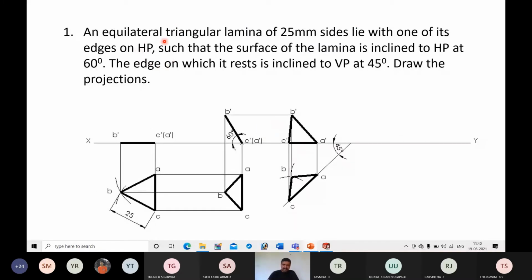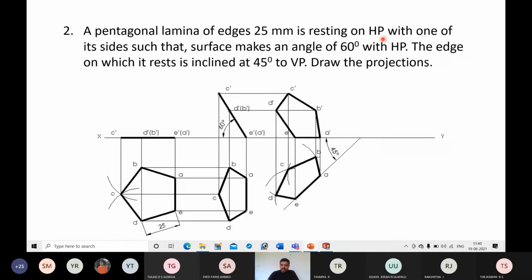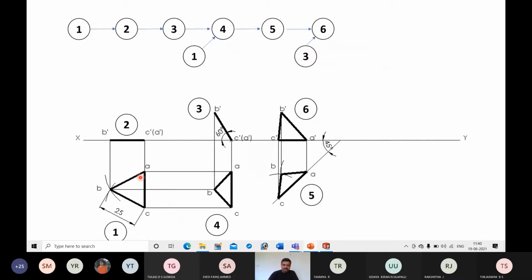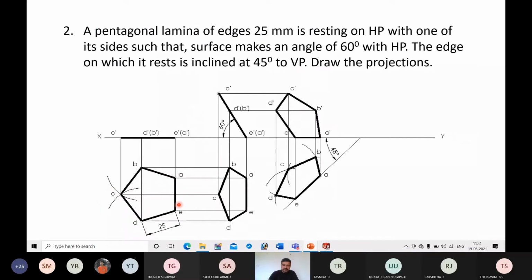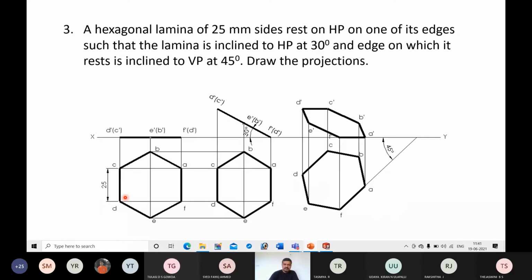the given lamina resting on a side. If you consider the first problem, an equilateral triangular lamina of 25 mm sides lies with one of its edges on HP. So resting on HP with one of its sides or edges is both the same. That's why we are taking the resting side towards right. In the previous problem also, resting side towards right and corner towards left. Here also, resting side towards right, corner towards left.